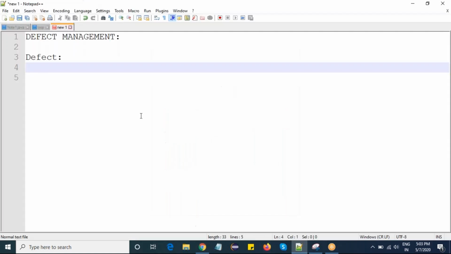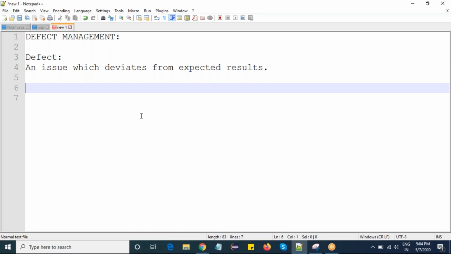A defect is nothing but an issue which deviates from expected results. If an issue breaks my expected result, then we call it a defect.